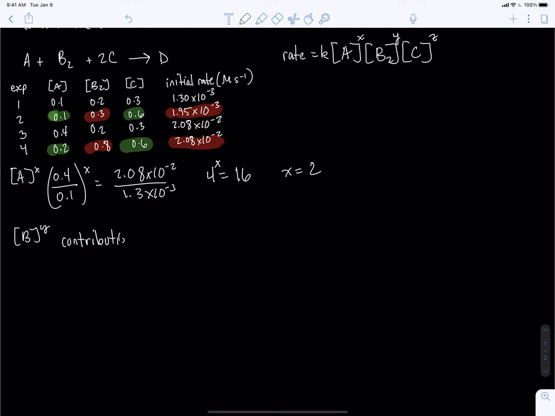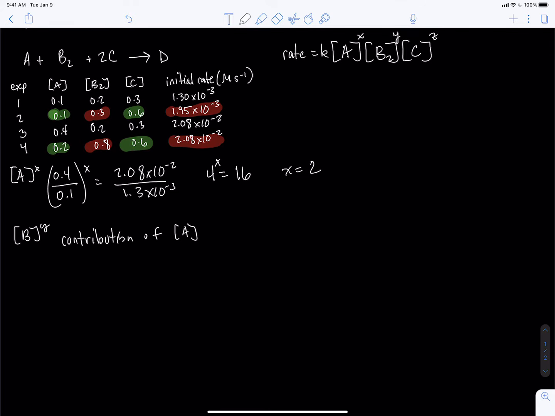So the contribution of A to the rate is going to be related to the change in the concentration. If we go from experiment 2 to experiment 4, we know that the effect on the rate is going to be the square of whatever that change is. So it's 0.2 divided by 0.1, so we end up with 2 squared, and so we end up with 4 there. So the contribution of A, or the effect of A on the rate, is multiplying it times 4. What I'm saying is, as I double this, I know that the contribution it's going to have on the rate is it's going to quadruple the rate.